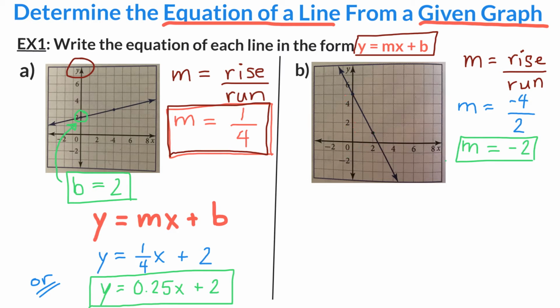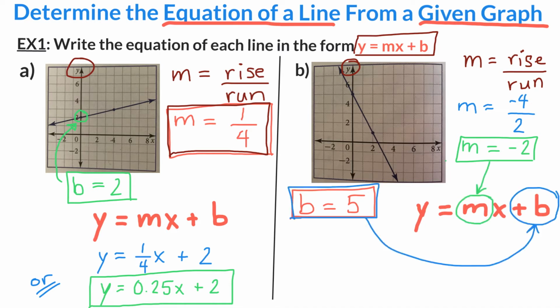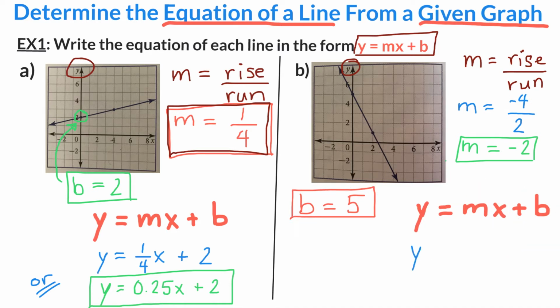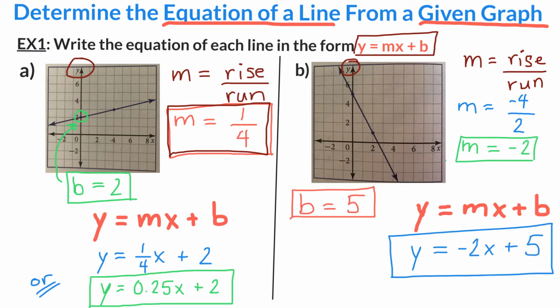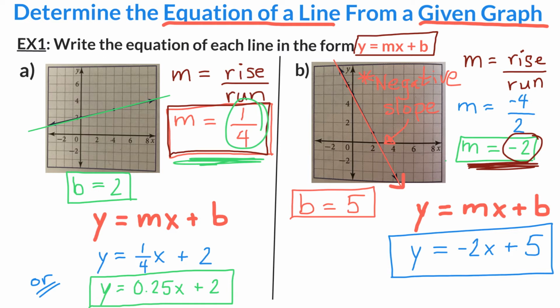Also in this case, we are given the y-intercept, and on the graph the y-intercept is at 5. And now we can plug these numbers into the equation of the line. In this case, we have y equals -2x plus 5. Notice that in this example, the slope is negative because the line goes down to the right. And in the previous example, the slope is positive because the line is going up to the right. Let's take a look at the next example.